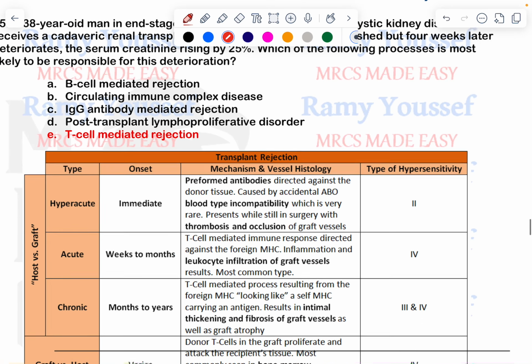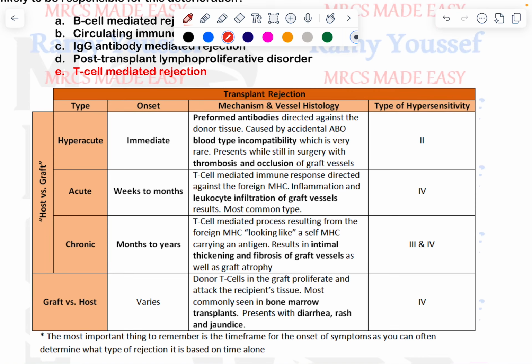This chart is very important. Hyperacute rejection is immediate, with preformed antibodies directed against donor tissue, ABO, or it can be type 2 hypersensitivity. So this can be antibody-antigen reaction or cell mediated. Acute, weeks to months, is T cell mediated. Here the complement cascade can be there. And acute, weeks to months, is type 4 hypersensitivity.